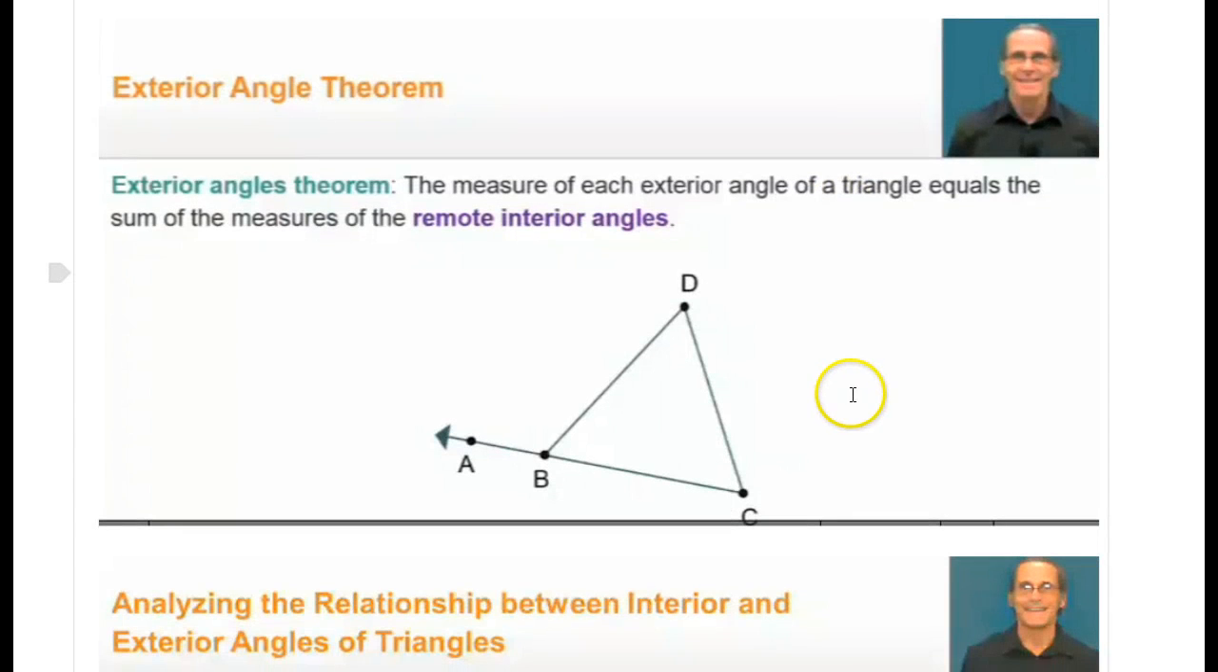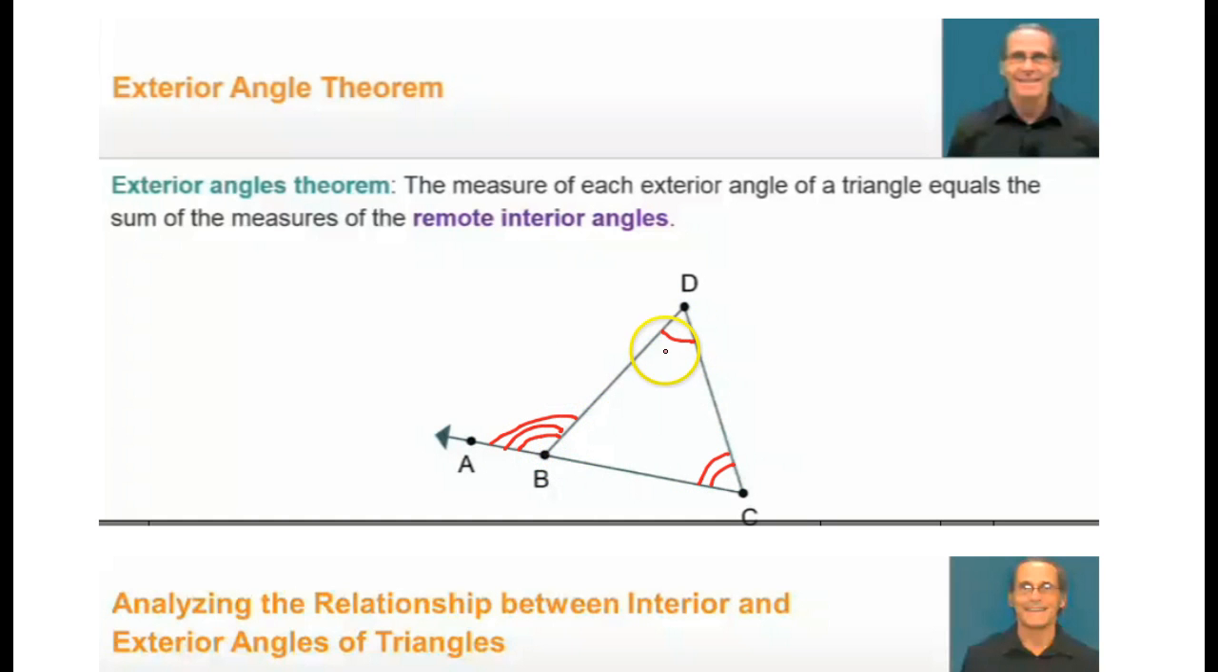Then there's the exterior angle theorem, which says that an exterior angle like this one, hold on, I need a pen. Alright, so this would be an exterior angle, for example. And it would equal the sum of these two remote interior angles, the two interior angles that are not right next to it.